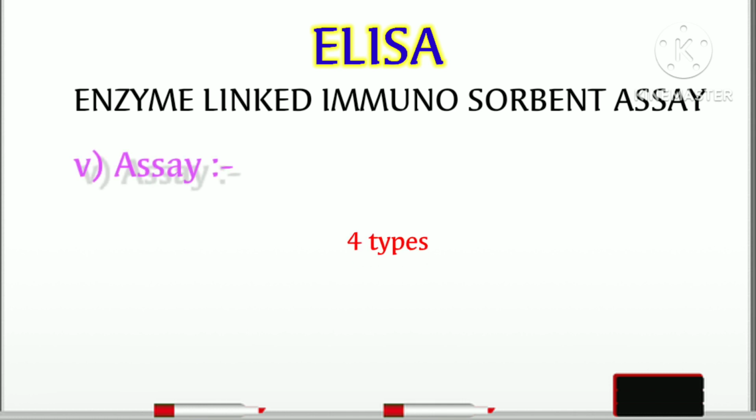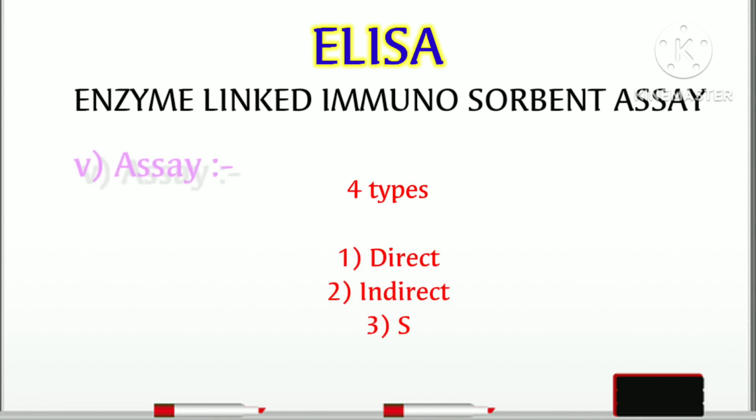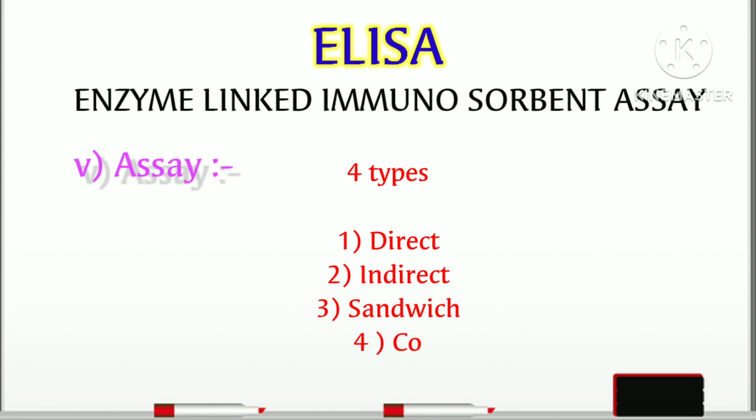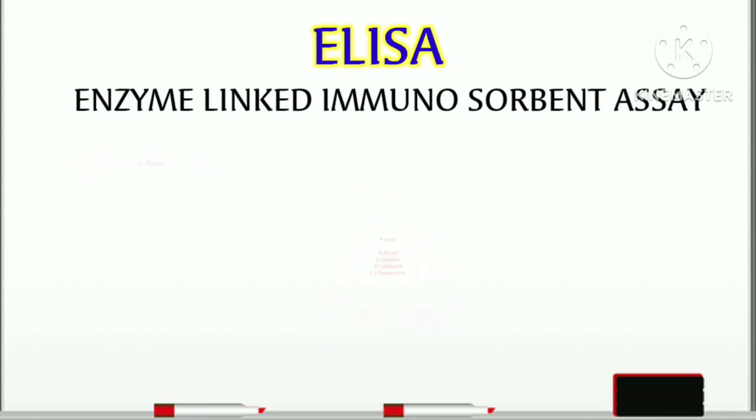There are 4 types of ELISA method. Number 1, direct. Number 2, indirect. Number 3, sandwich. And number 4, competitive. I will describe the types of individual ELISA later.